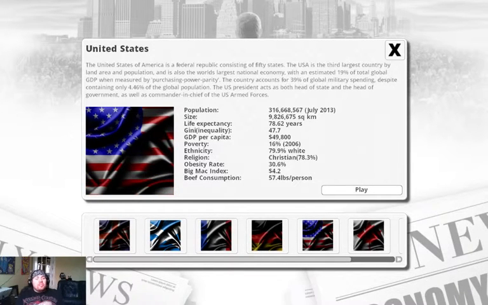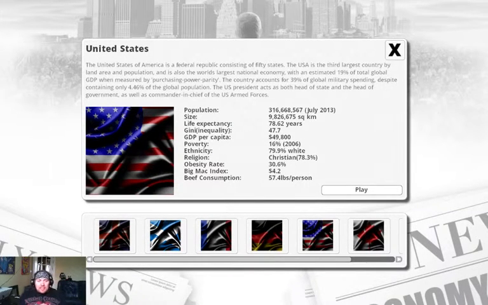So, the United States of America, Federal Republic, consisting of 50 states. The USA is the 3rd largest country by land area and population, and is the world's largest national economy with an estimated 19% of total global GDP when measured by purchasing power parity. The country accounts for 39% of global military spending, despite containing only 4.46% of the global population. The US President acts as both the head of state and the head of the government, as well as the Commander-in-Chief of the US Armed Forces.